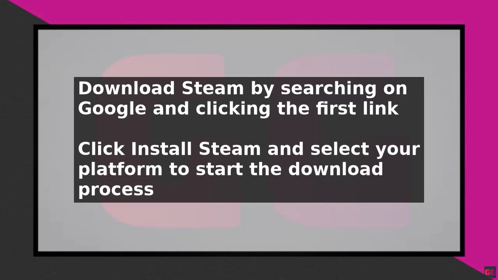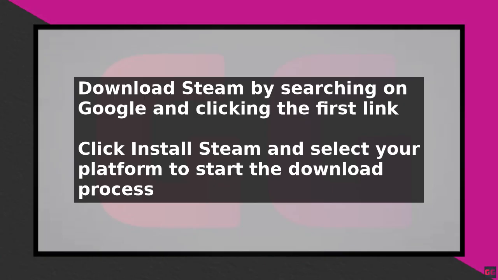To download Finding Frankie on a PC or laptop, start by downloading Steam, an app that allows you to buy, download, install, and play games. Begin by searching for Steam on Google and clicking on the first link, which should take you to the Steam website. From there, click the Install Steam button at the top of the screen and select your platform.